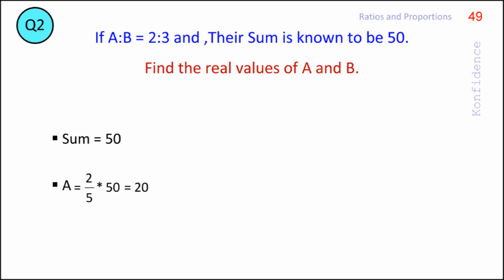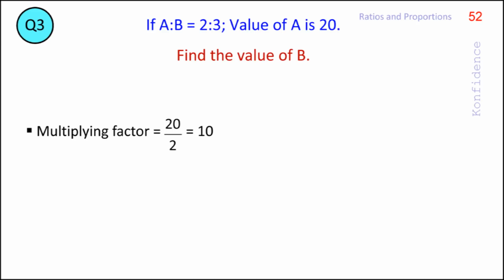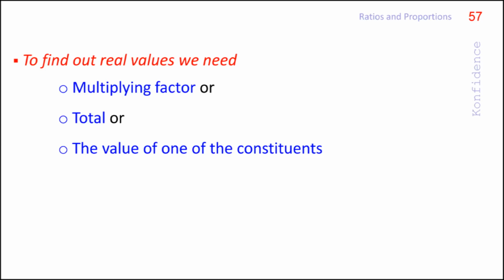Therefore, A equals 2 upon 5 into 50, that is equal to 20. B equals 3 upon 5 into 50, that is equal to 30. If A is 20, we know that the multiplying factor is 20 divided by 2, that is equal to 10, and therefore the value of B will be 3 into 10 equals 30. So, to find out real values of a ratio, we need to have either the multiplying factor or the total or the value of one of the constituents.